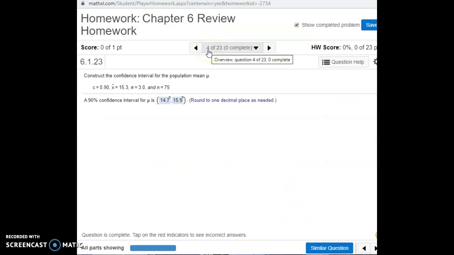Number 4 is similar to number 3. We're finding a confidence interval for the population mean, and we have information about our sample. We have the sample mean and the sample size. We're also told the population standard deviation, so we know we're going to use the normal distribution, and we want a 90% level of confidence.